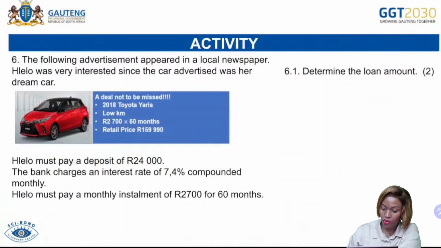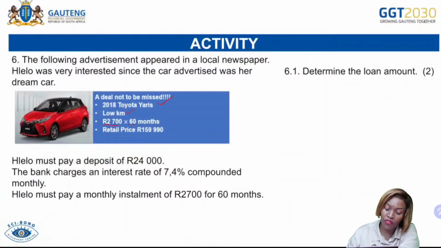Number 6, this one is a car loan. The following advertisement appeared in a local newspaper. Hlelo was very interested since the car advertised was her dream car. So apparently this was a deal not to be missed. This is a 2018 Toyota Yaris. It is low kilometers, so it means it has traveled a very short distance. And then if you buy this car on credit, you will pay 2,700 Rand times 60 for 60 months.